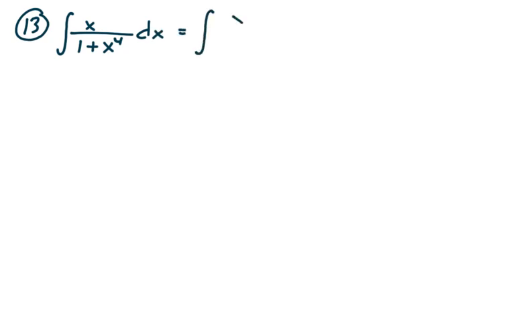Let's take a look at 13. So on problem 13, we have the following. We have x over 1 plus x to the 4th dx. So what I'm going to do is write this as x over 1 plus x squared squared dx.